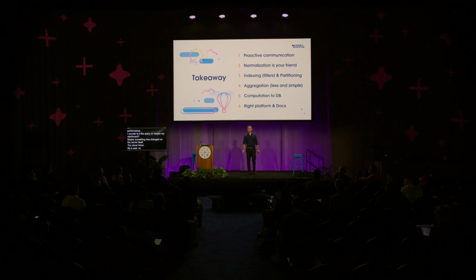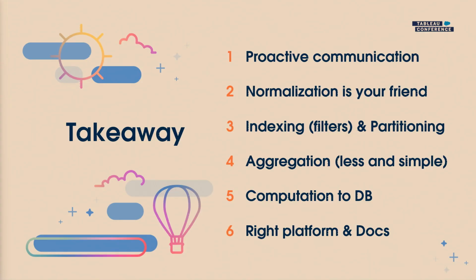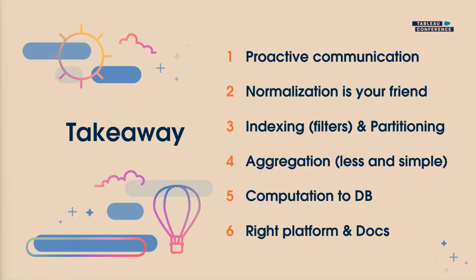So the takeaways. Proactive communication. Know what you're communicating. Be the nice person. Be the person that you would like to have as a stakeholder. Normalization is your friend. It's not your enemy. You don't want to work with those large tables. What you want to do is to have as little as possible and also less data. So partitioning. Indexing. This is your filters. Remember, use smart filters if you can.